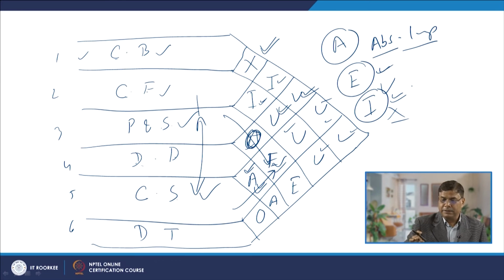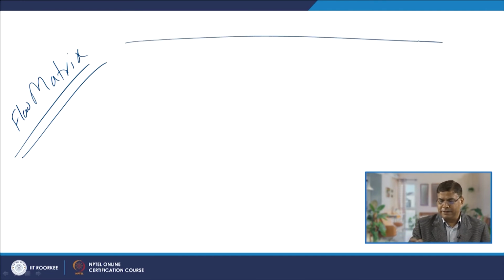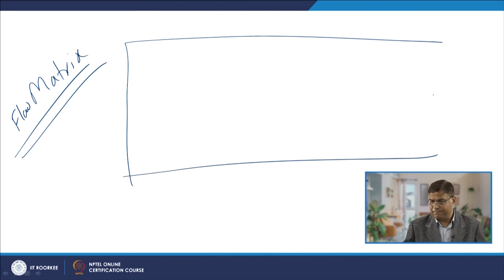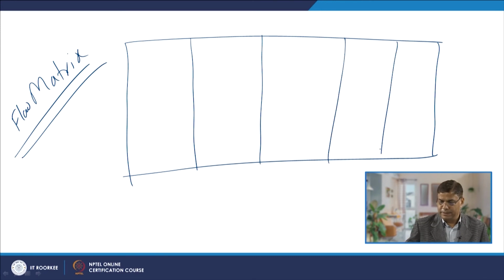Now, we will see the flow matrix approach. In the flow matrix approach, we identify the different work centers, like, say, there are different work centers being named as A, B, C, D. Work centers A, B, C, D.